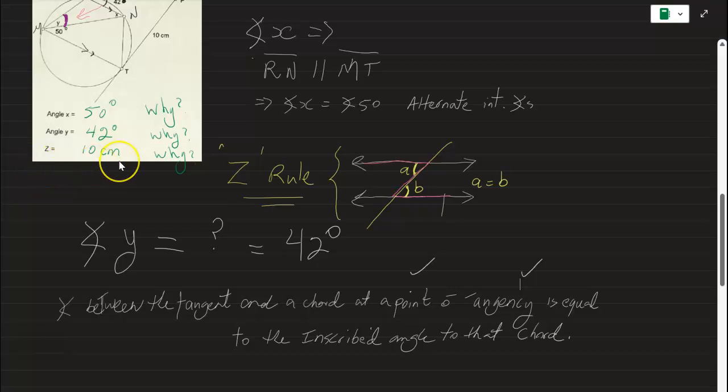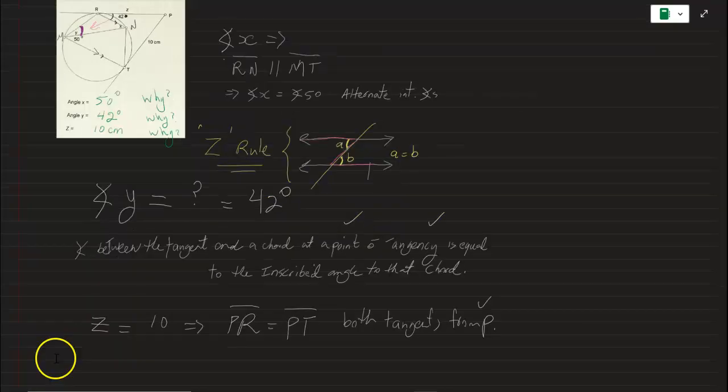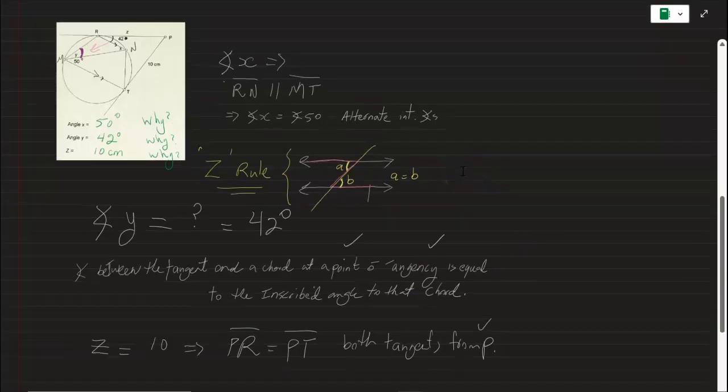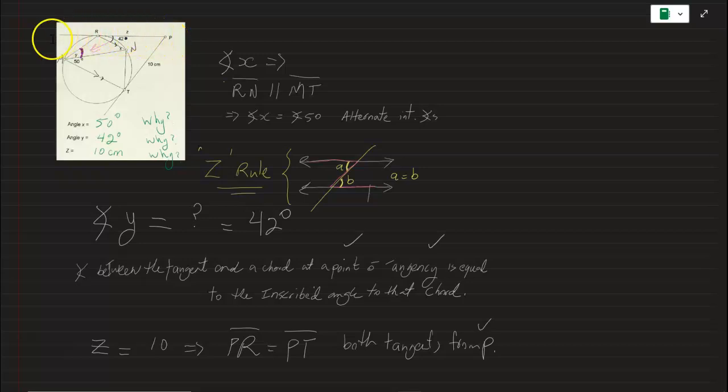All right, so let's go to the last part. Z is 10 centimeters. Why? This is very straightforward. In this case, we are going to use another theorem, which has to do with this external point P that is being used to draw two tangent lines to the circle.